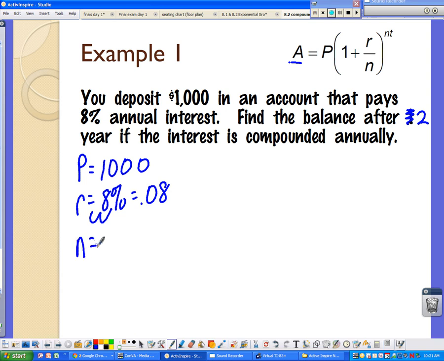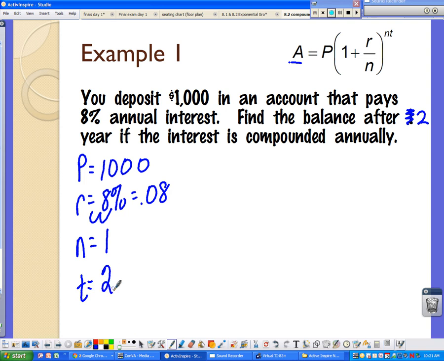N is the number of times that it's compounded. And since it's compounded annually, if you refer back to that one slide, remember annually represents 1. Okay? And then the next part of the formula is N, same thing. And T is the number of time in years. And this time we've changed it to 2 years. Okay?